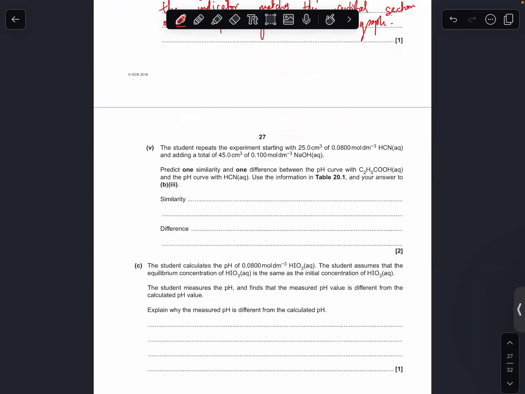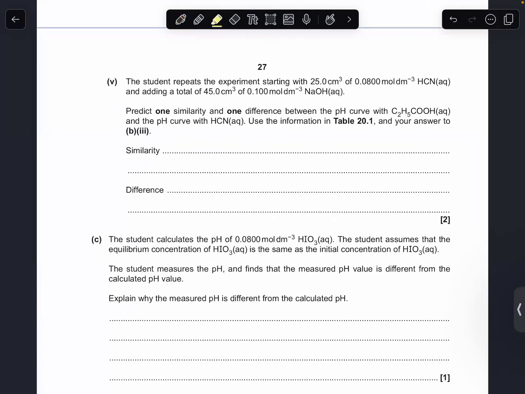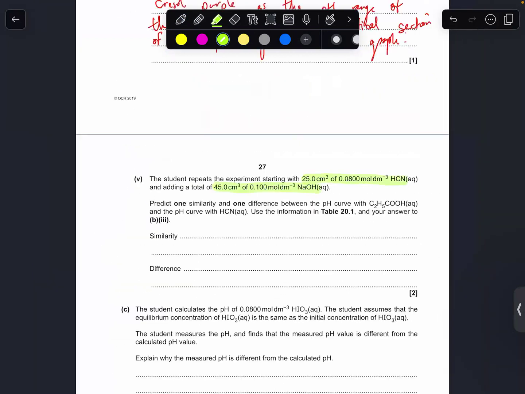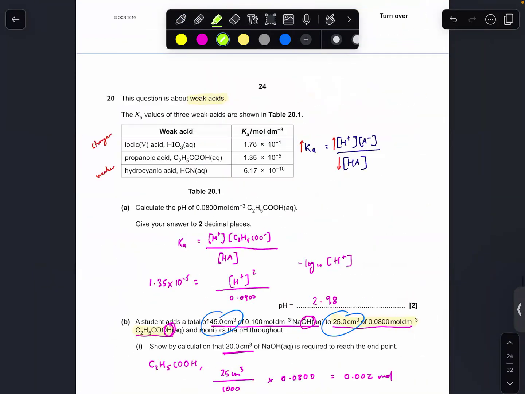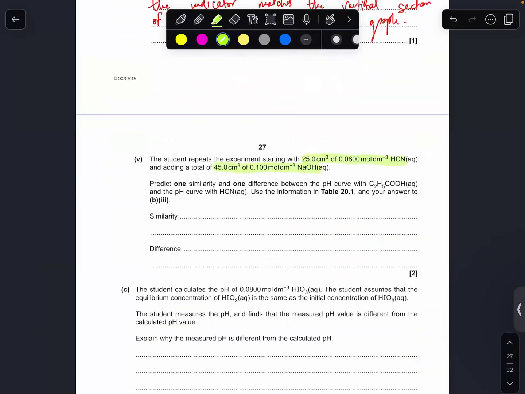Moving on. The student repeats the experiment, starting with the same volume and concentration, but you're using HCN and adding a total of, again, the same volume and concentration of NaOH. But this time, you're using HCN. So 6.17 times 10 to the minus 10. We could do a quick calculation here.